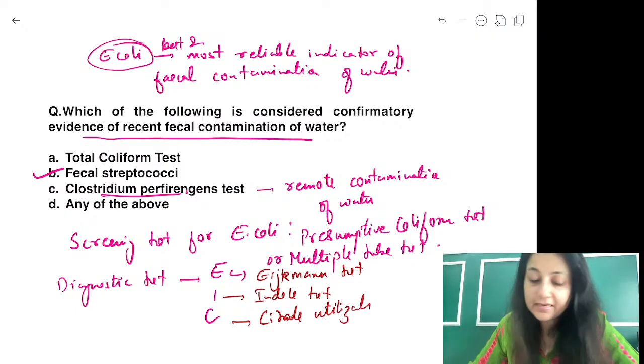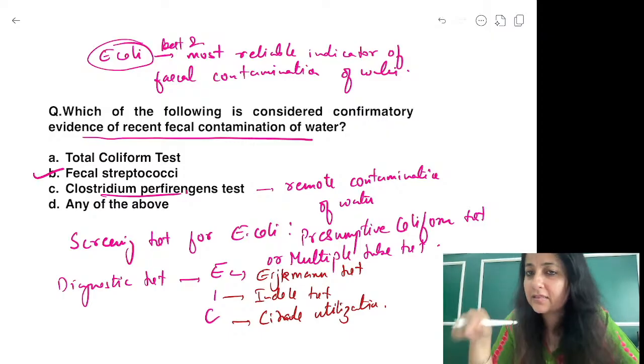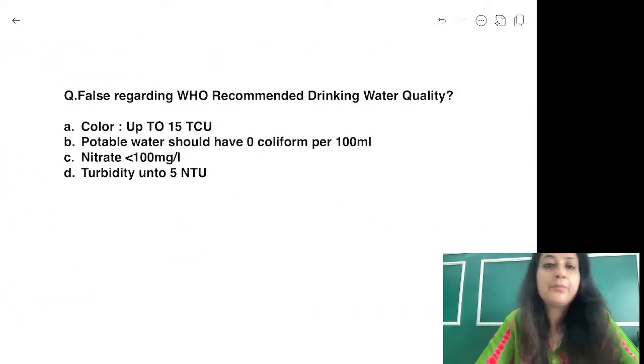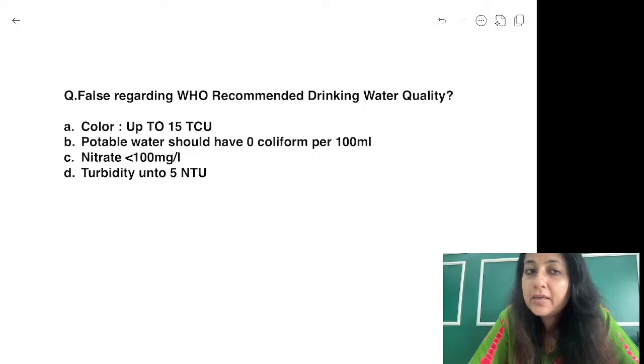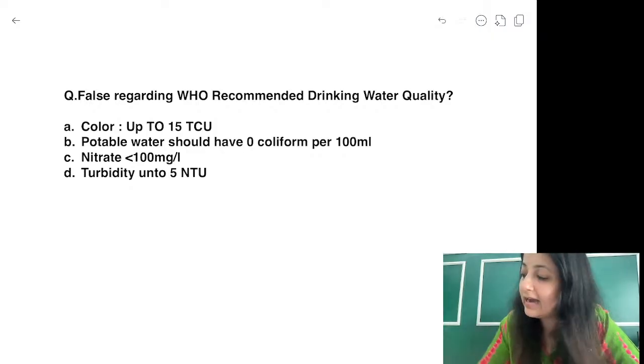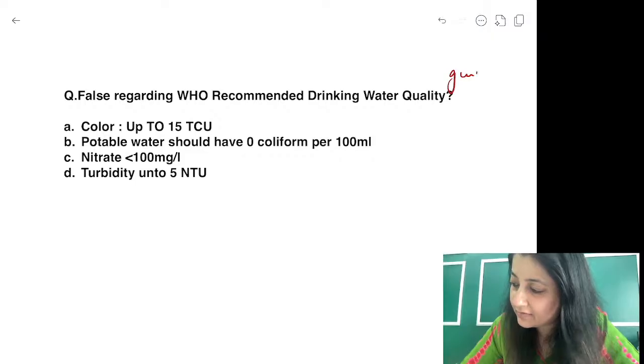Okay, these are the diagnostic tests. These questions do turn up in exams. This one slide is a golden slide of the day. Any WHO, false regarding WHO recommended drinking water quality guidelines. Can anybody tell me the answer to this?